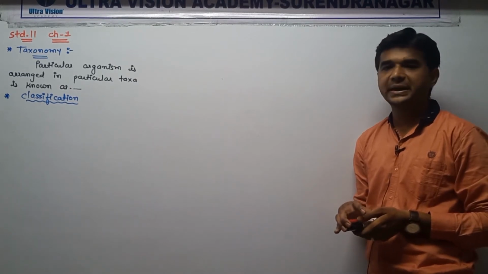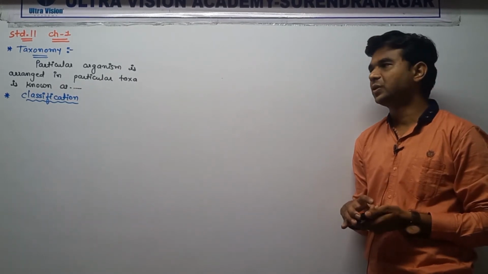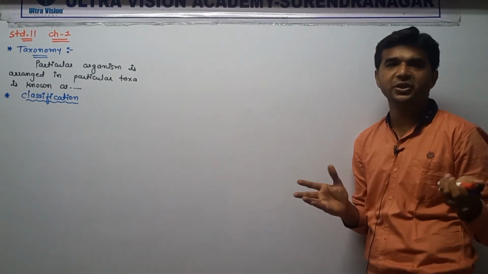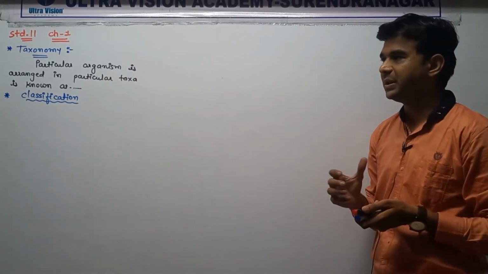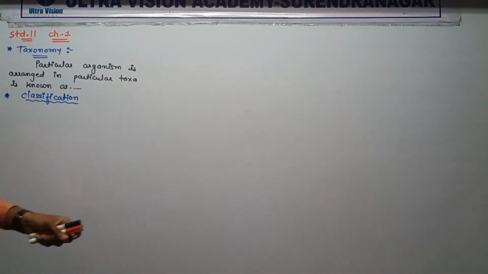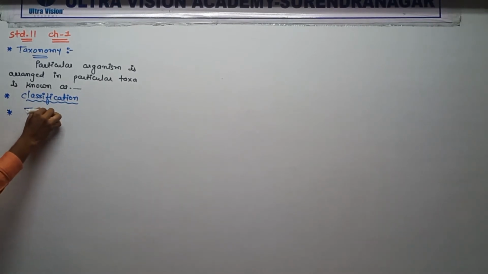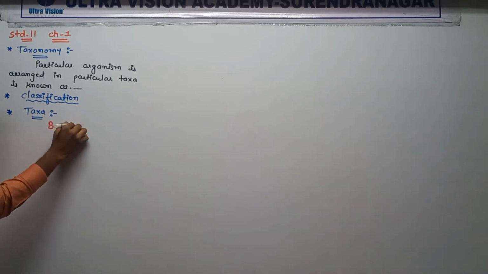For example, plants and animals we can divide into two parts. Just as we arrange the utensils in the kitchen, that is known as classification. Similar to that, we arrange the organism into the particular taxa. This is known as taxonomy. So taxa is the basic unit of taxonomy.